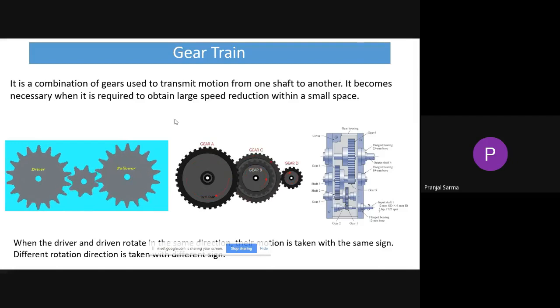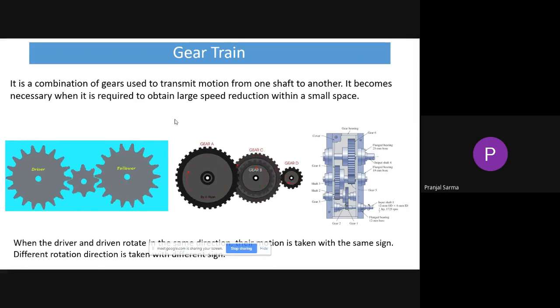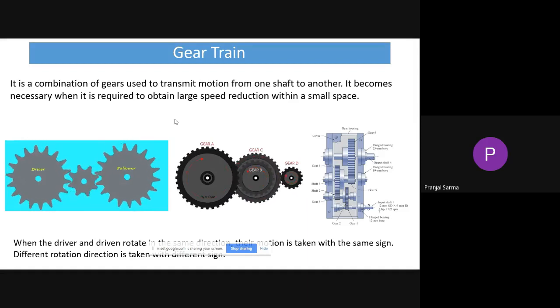So now this gear train, depending on how the gears are being mounted, how many gears are there, or how the gears are being mounted on the shafts, and the way it is working, based on that the gear trains also have different classifications, just like the different gears that we have studied.